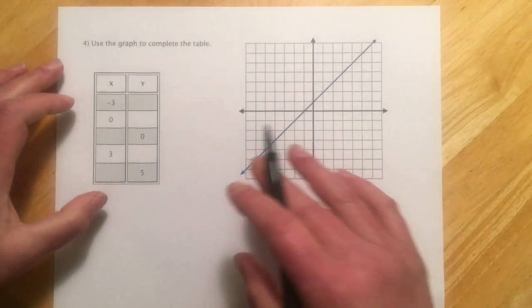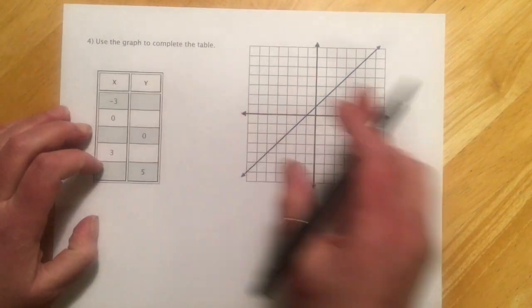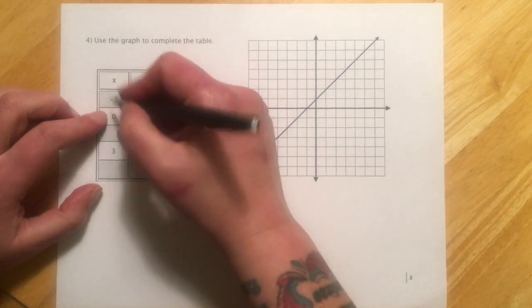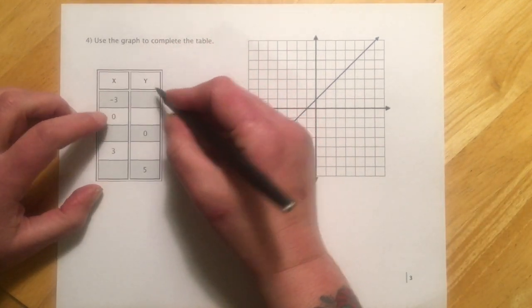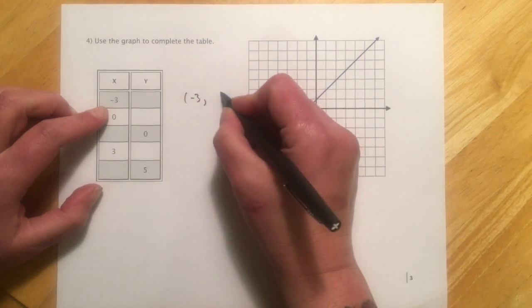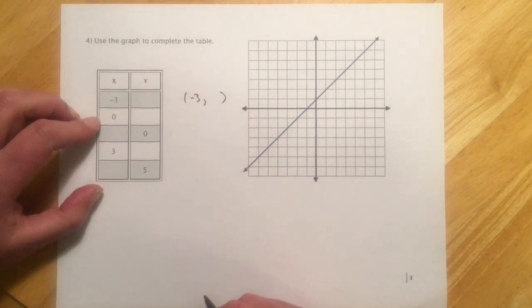Now the reverse of the last one, they gave us the line, and now they're giving us this table, and then asking us to find the corresponding points. So this little XY table, sometimes it's called a T table, it's just another way of saying negative 3 and then some value for y. So a lot of times we'll organize our ordered pairs in a T table.